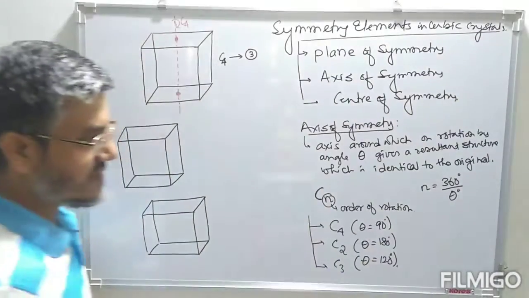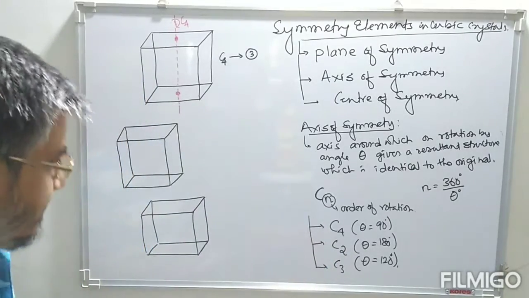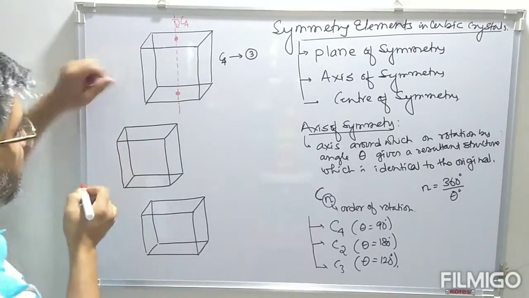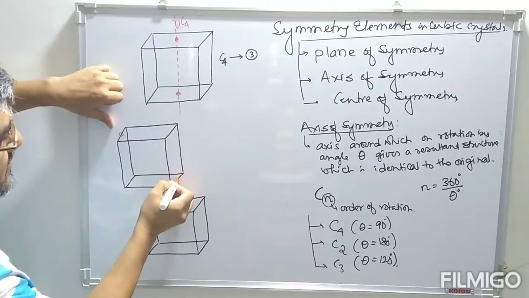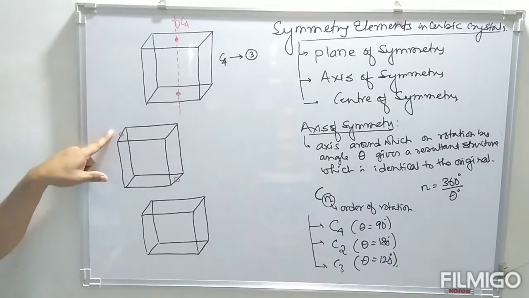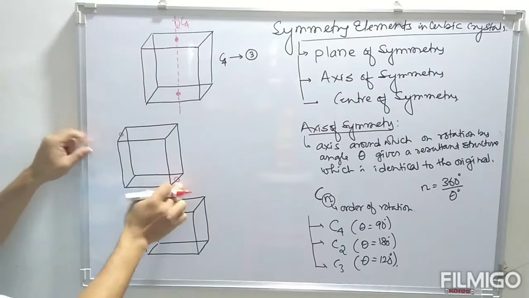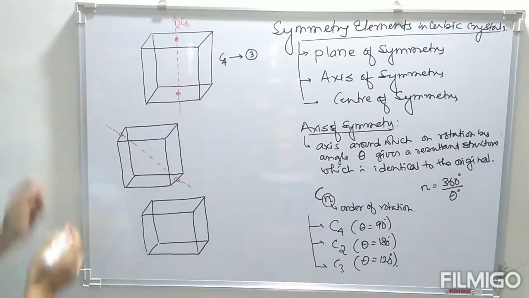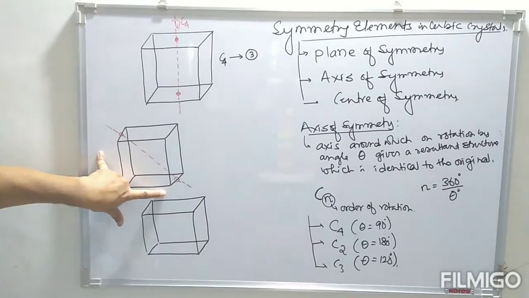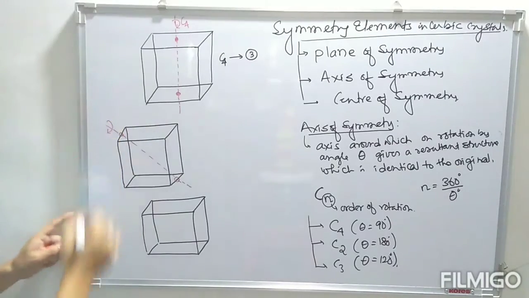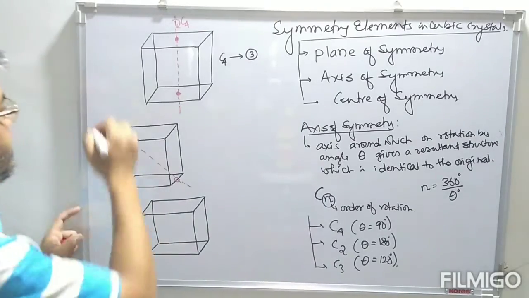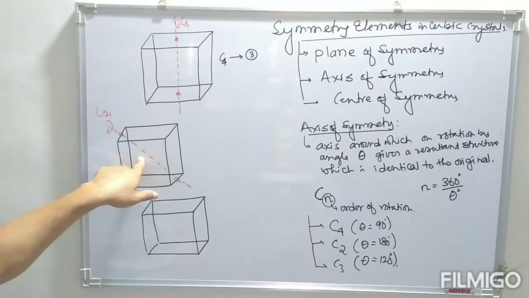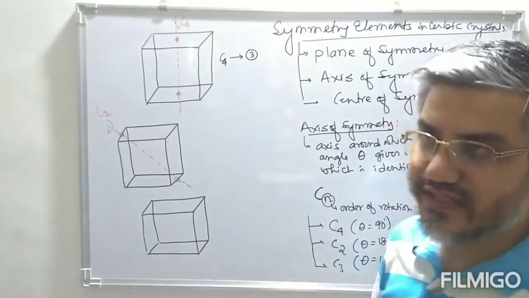Second, we have the C2 axis, the rotation by 180 degrees. For this C2 axis, we assume an axis passing through the centers of diagonally opposite edges. Take this edge and take this edge. We assume an axis passing through the centers of two diagonally opposite edges. We rotate around this axis by an angle of 180 degrees. After rotation, this gives a resulting structure which is exactly indistinguishable from the initial structure. So we have what is called the C2 axis.